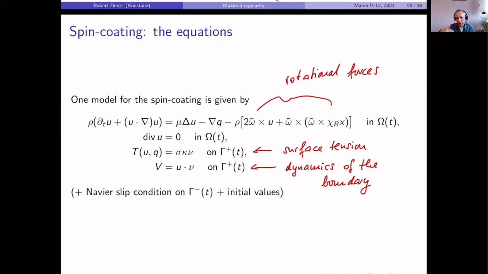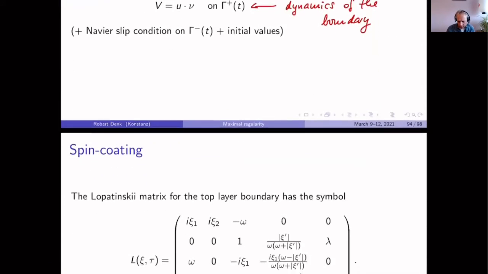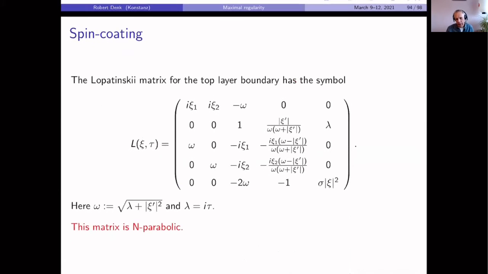I can transform it locally to a fixed domain. Then I obtain a quasi-linear equation. I consider its linearization, and then I consider the Lopatinsky matrix. In my example here, this is the Lopatinsky matrix of the whole system on the boundary. You can see here the typical ingredients. We have, again, this omega coming from the Stokes equation in several places. I also have Xi1, Xi2, and the Laplace-Beltrami coming from the surface tension.